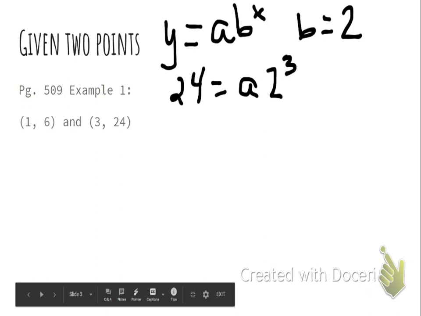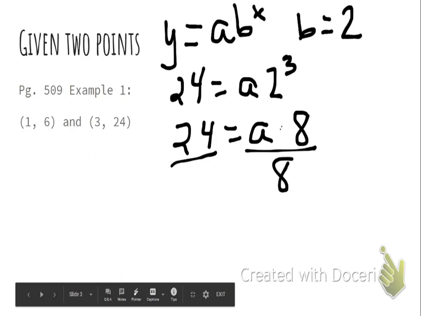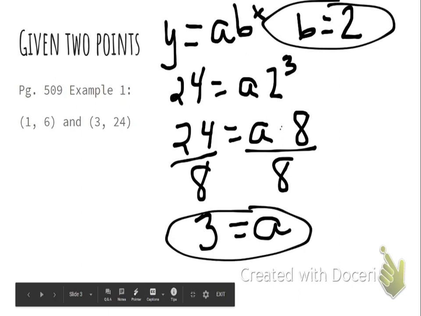So now what I need to do is simplify and solve for a. Okay, so what is 2 to the third power? 2 to the third power is nothing more than 8, right? So 24 equals a times 8. I want to divide both sides by 8 to get a by itself, and I get 3 is equal to a. So now we have our a and we have our b, so we can write our exponential equation.